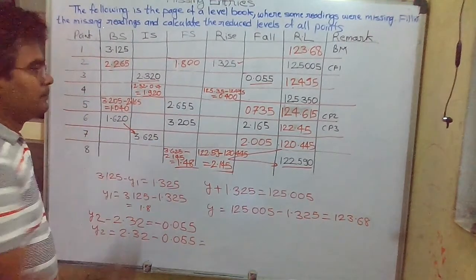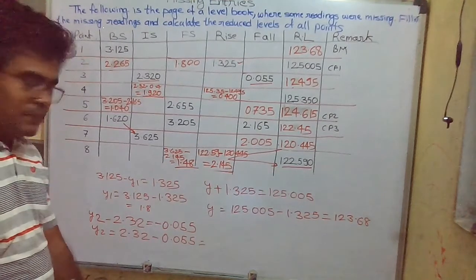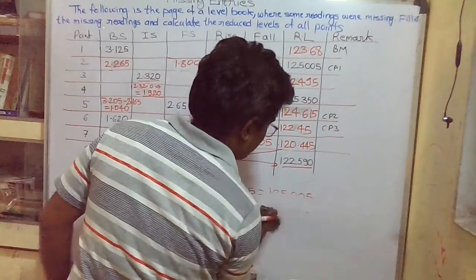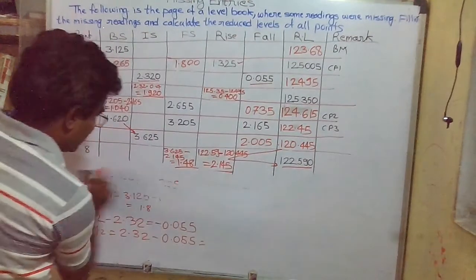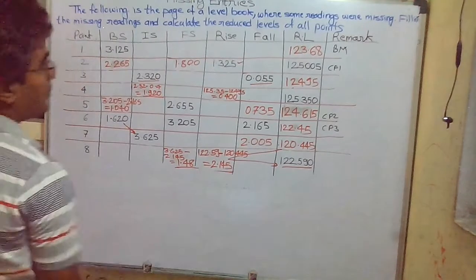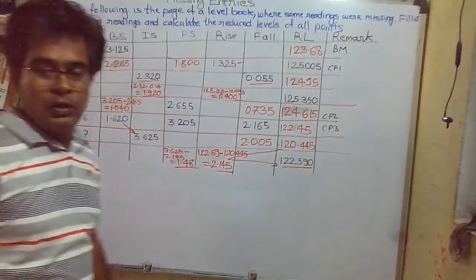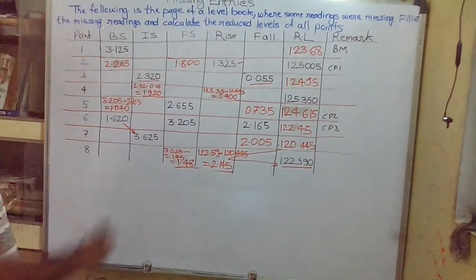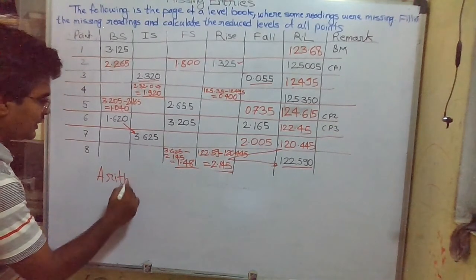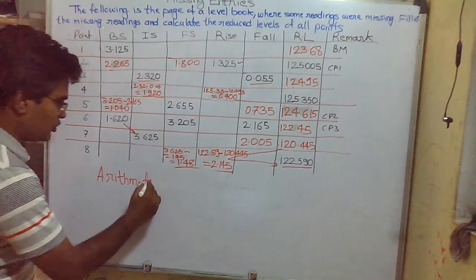And at the last we have to do the arithmetic check. What is the arithmetic check here? The summation of backsight minus the summation of foresight should be equal to the summation of rise minus the summation of fall, and that should be equal to last RL minus first RL. You can usually give that here as the arithmetic check.